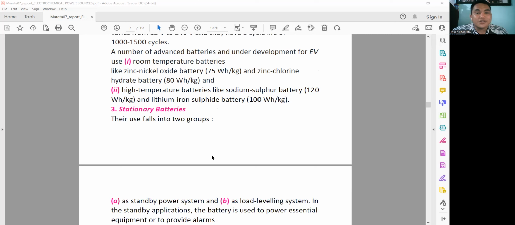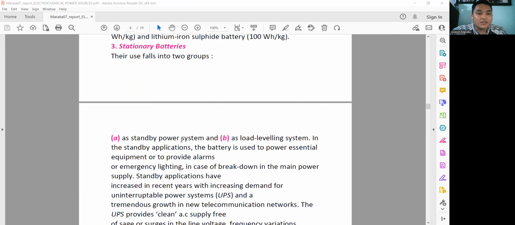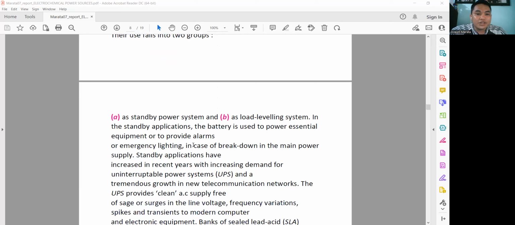And next is the stationary batteries. Their use falls into two groups: A as standby power system and B as load leveling system. In the standby applications, the battery is used to power essential equipment to provide alarms or emergency lighting in case of breakdown in the main power supply. Standby applications have increased in recent years with increasing demand for uninterruptible power systems, and tremendous growth in new telecommunication network.